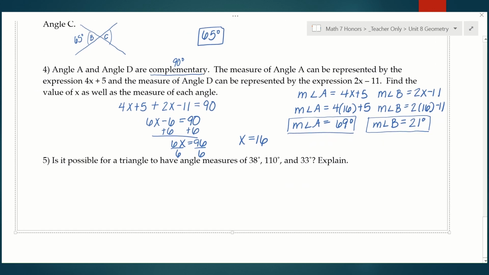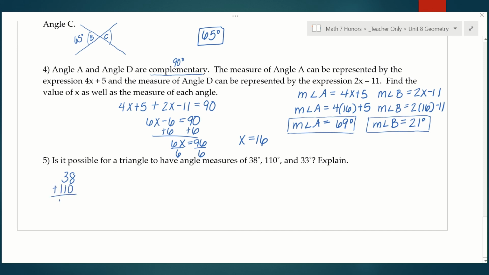Okay, last one here, number 5. Is it possible for a triangle to have angle measures of 38 degrees, 110 degrees, and 33 degrees? So what they're getting at here is, do you know what the angles of a triangle need to add up to be? Okay, so no matter what, the angles of a triangle have to add up to be exactly 180 degrees. So if we add these angles together and we get 180, great, it's a triangle. If we don't, it's not. So let's go ahead and do that.